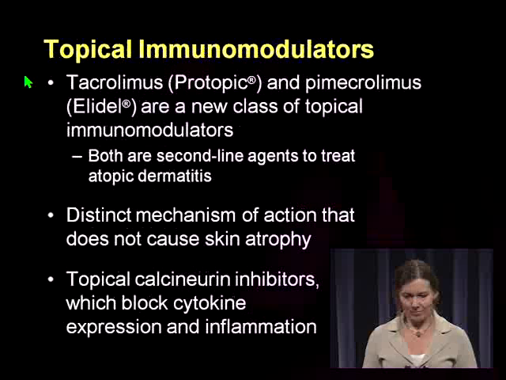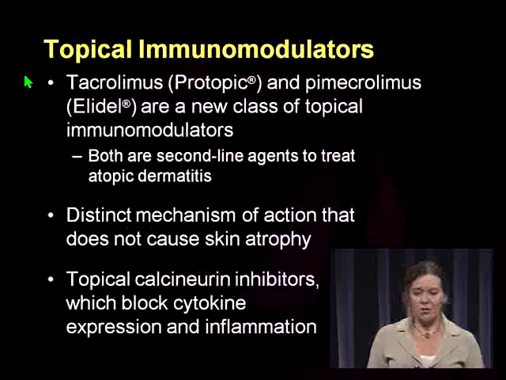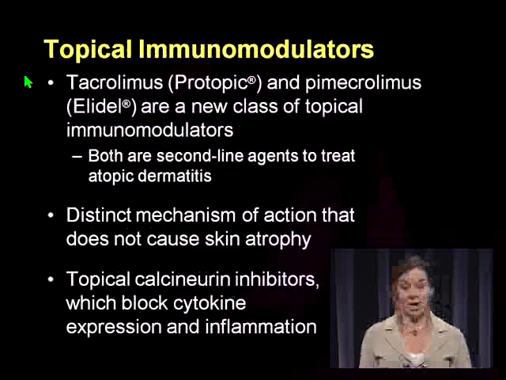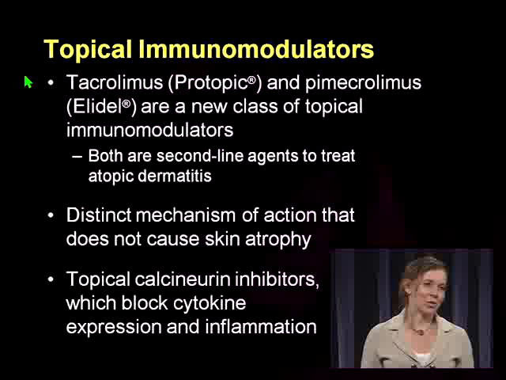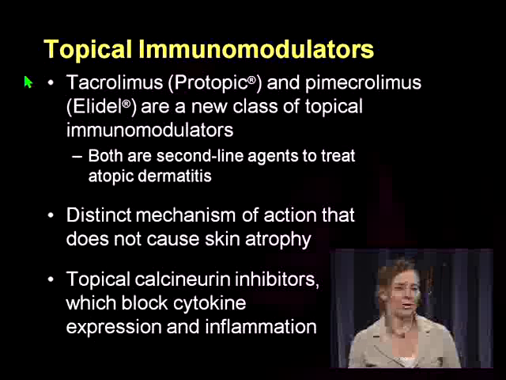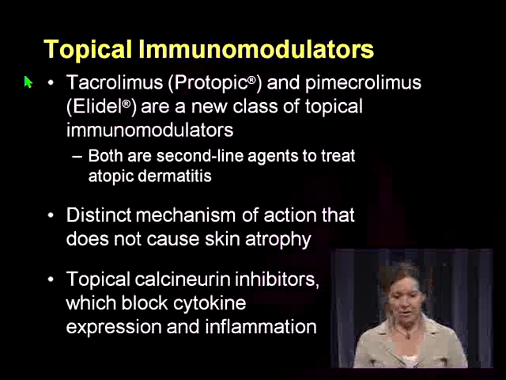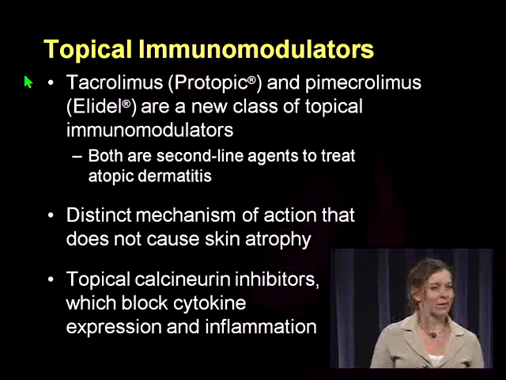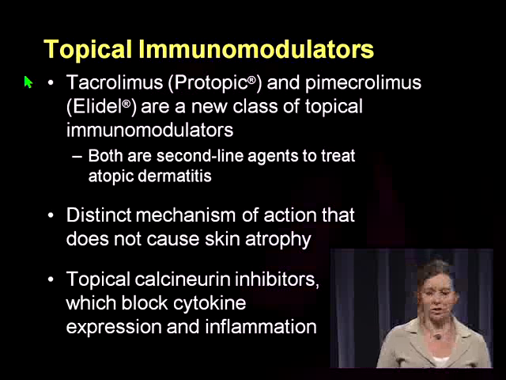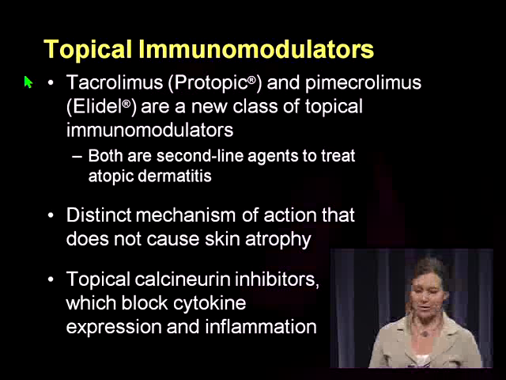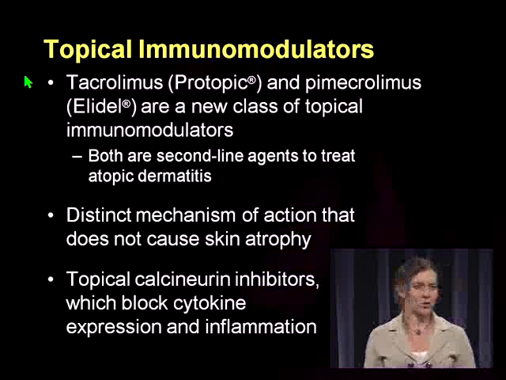All right. So another category of medications that can be used for inflammation in atopic dermatitis are the topical immunomodulators. And my slide says they're new, but they're not so new anymore. They've been around about 12 years or so, or been approved for that time frame. But compared to topical steroids, they're new. And most people consider these second-line treatments. So they have different mechanism of action. One of the biggest benefits of the topical immunomodulators is that they don't cause skin atrophy. So that's a big advantage when you're treating the diaper area or the face, for example.